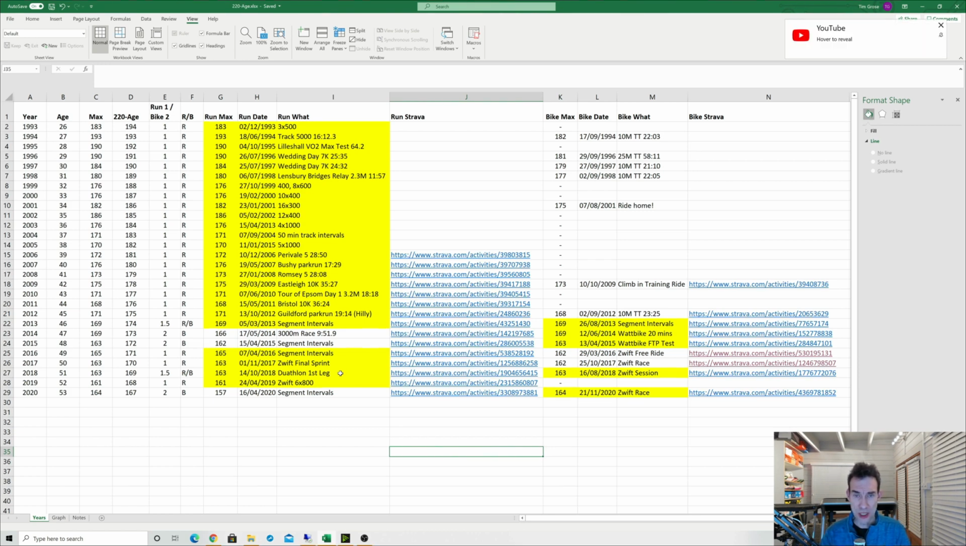I think the key message for me, if you are into heart rate training, is to make sure that you keep an eye on what your max heart rate is. And often the best way to do it is at the end of a race or do some hill reps or, as I said, plenty of Zwift sessions as well, and see what you get.